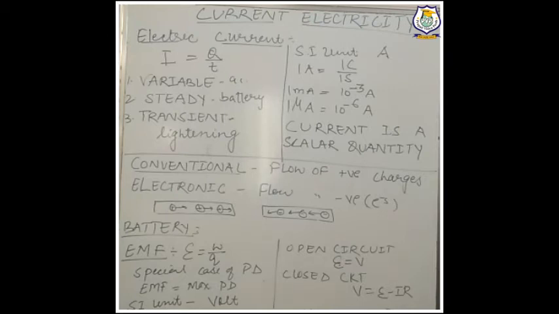So this is clear that current is a scalar quantity. Now let's have conventional current and electronic current. This is also something you have studied in 10th. What do we mean by conventional current? Actually, the flow of positive charges is known as conventional current, and the flow of negative charges, which are called electrons, is called electronic current.